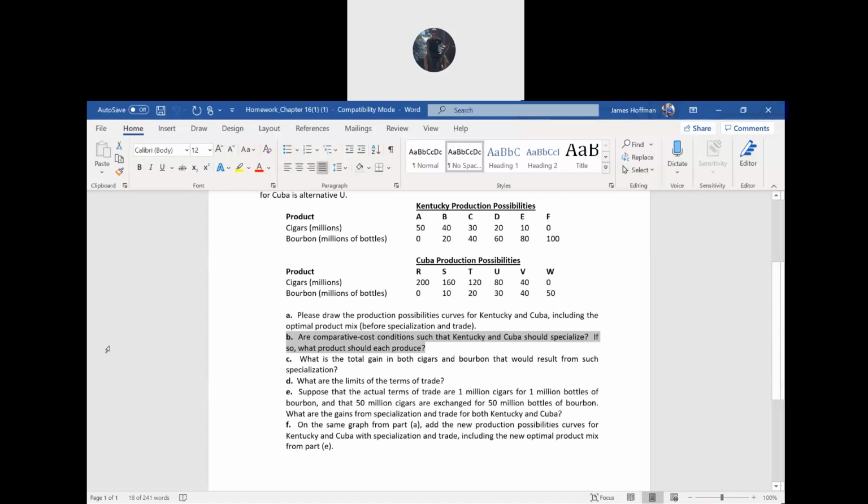All right, and then determine our comparative costing conditions such that they should trade. So determine which good, or which country or which economy, whatever, has a comparative advantage in which good and what they should specialize in, right? Then just calculate the total gain in both cigars and bourbon from just the specialization. So just do that, the couple of columns in the chart we did.